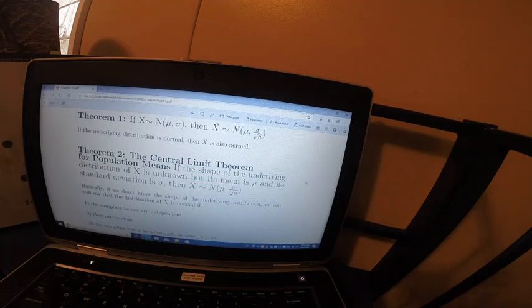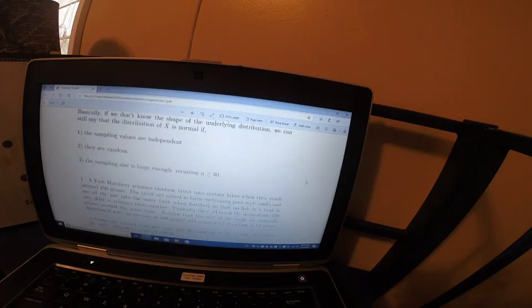Basically, if we don't know anything about the shape of the underlying distribution, we can still say the distribution of x bar itself is normal if the sampling values are independent, they are random, and the sample size is large enough, meaning n has to be greater than or equal to 30. If those three things hold, we can say it's normal.